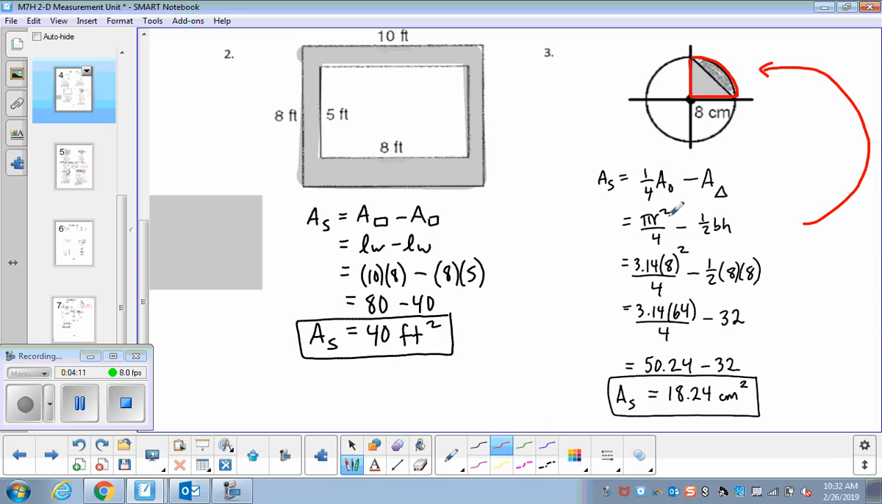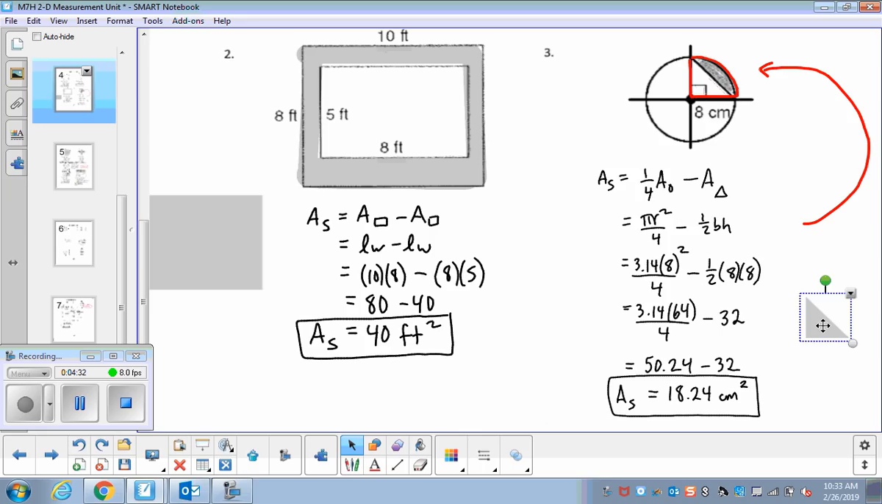That's the 50.24 right here. But now what we want to do is remove the area of that triangle to have just this little shaded part left over. So now let's talk about the area of this triangle. It's an 8 by 8, which is 64, and half of that is 32. So the area of this triangle would be 32.